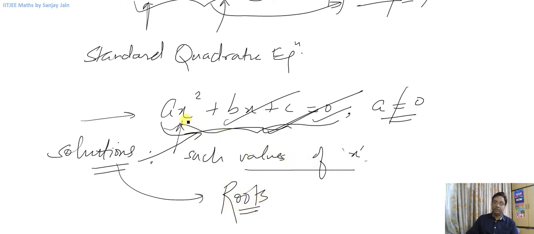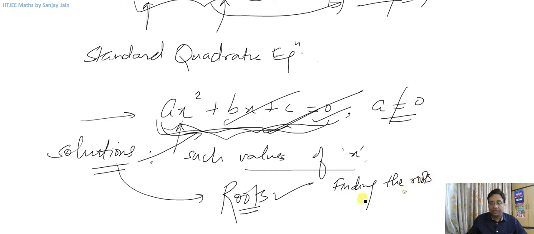So the values of x that make this equation true or valid, those values are roots of this equation. Okay, so most of the chapter is about finding the roots, and determining the nature of roots, right? And we can also talk about the position of roots, etc. at the higher levels. But for now, let us talk about roots in detail.